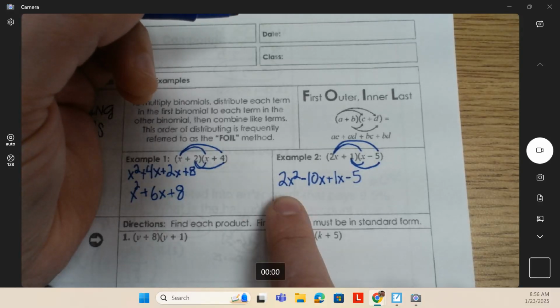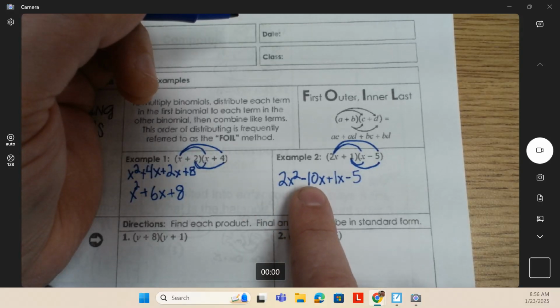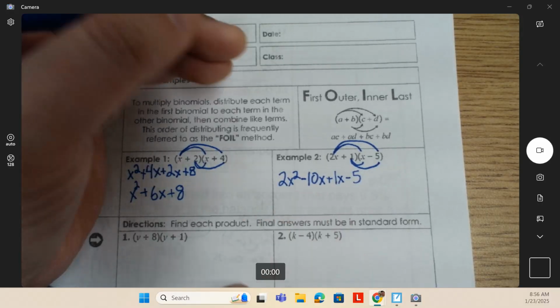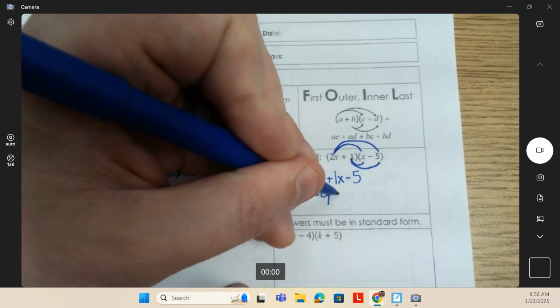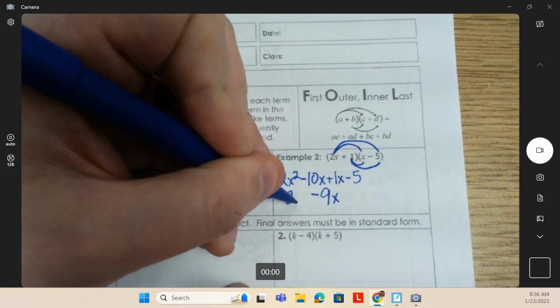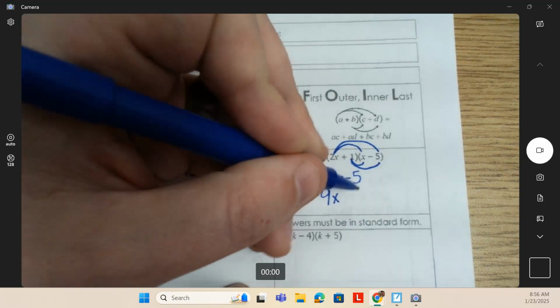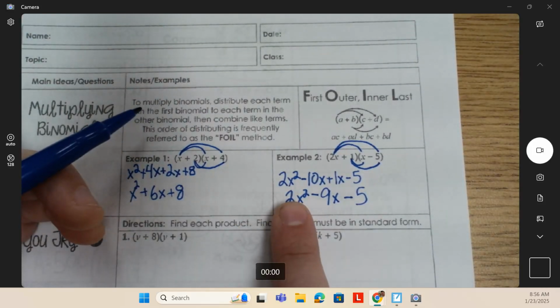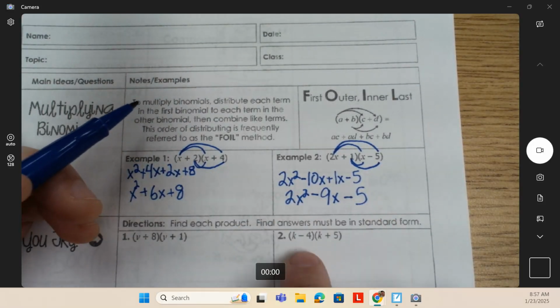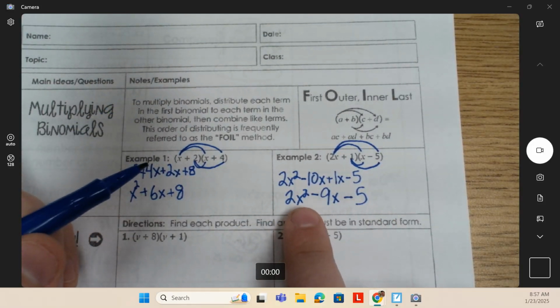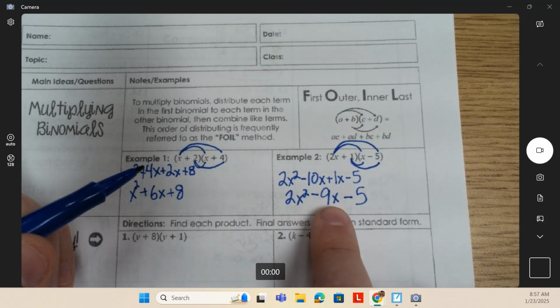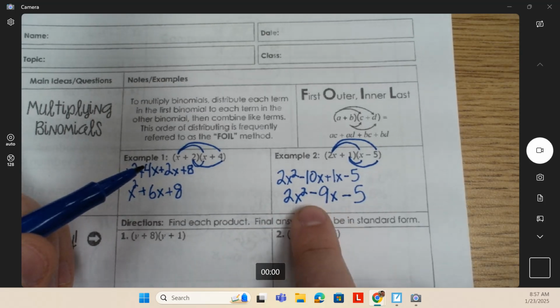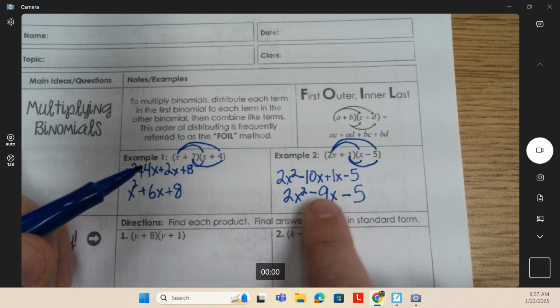Then I'll do the same thing and combine. Negative 10x plus 1x would give me negative 9x. I have 2x squared that's going to go there. And then negative 5 stays at the end. So I've got a trinomial, 1, 2, 3 different terms. Remember that this x squared is not the same as x, so those will not combine. So I'm going to have 3 separate parts.